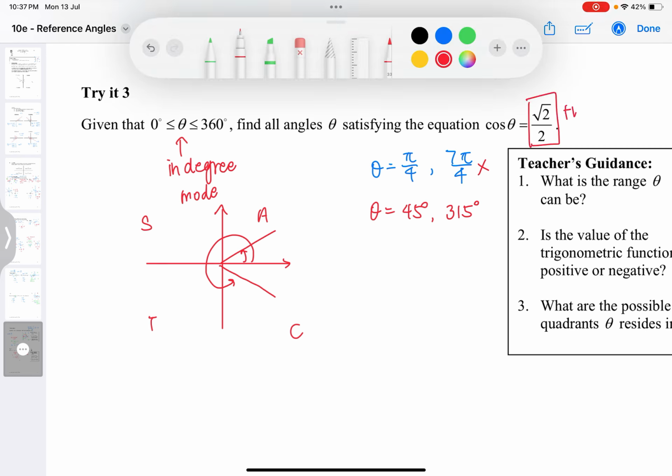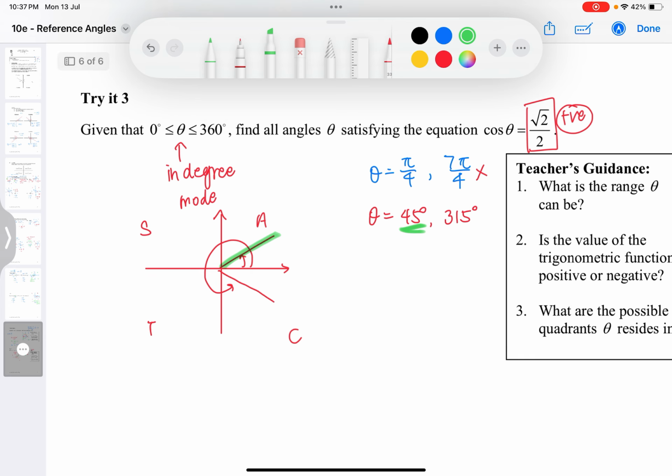Given that this is positive, it means that in the four quadrants, the angle theta will belong in the first and the fourth quadrant. So if you draw it out, that will be here, first quadrant, which is 45 degrees, and then the other one will be here, which is 315 degrees. And how do I get 315 degrees? I will just take 360 minus away the basic angle of 45. Okay, so that's how we do such questions.